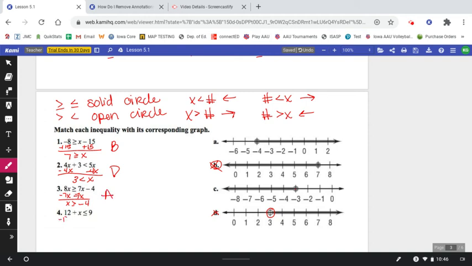And on the last one, I need to subtract 12 from both sides. So x is less than or equal to -3. So I know it's a filled in circle on -3 and pointed to the left, which is C.